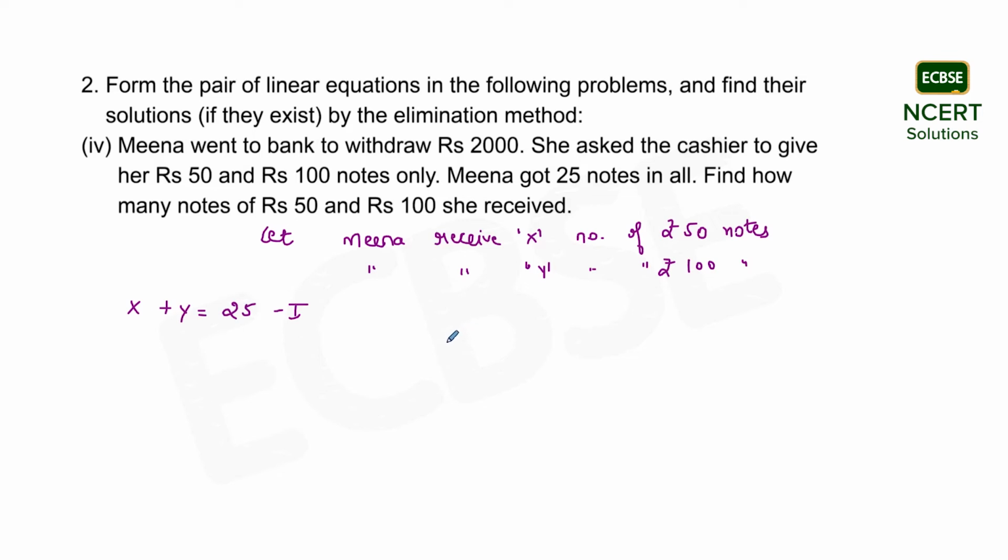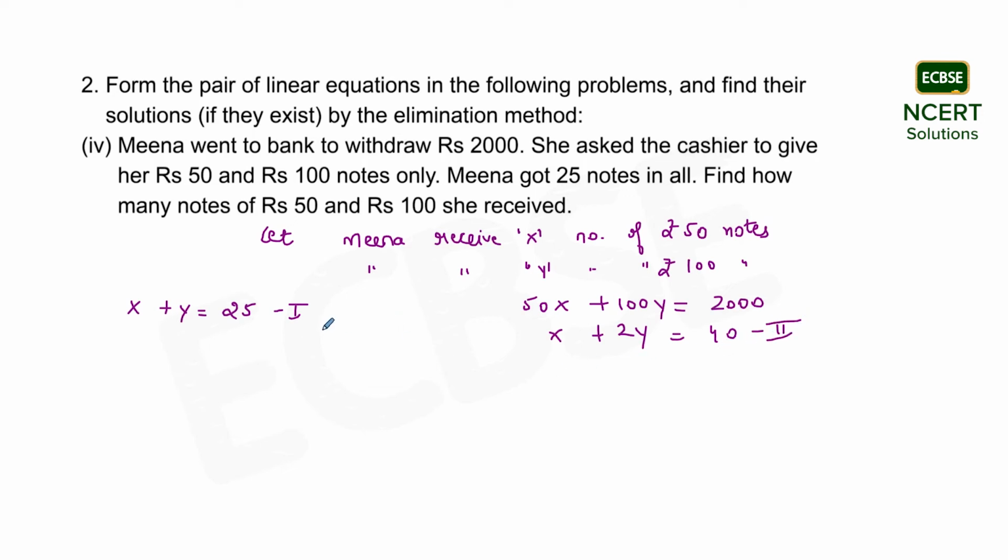Okay. And also it's been given that she had withdrawn rupees 2000. It means the total amount she received, which was formed with the x and the y number of notes, is rupees 2000. So we can write 50x plus 100y is equal to 2000. This is the second linear equation formed from this problem. Simplifying it, it will be x plus 2y is equal to 40. Let me mark this as the second equation.